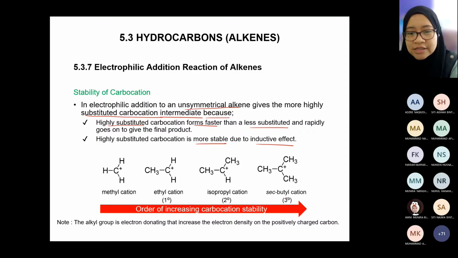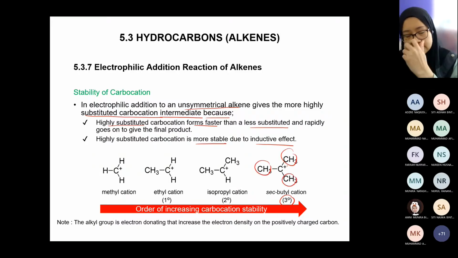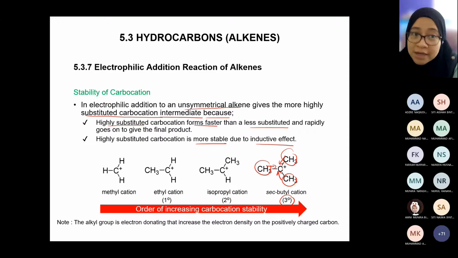Okay, so order of increasing carbocation stability. So we would say that a tertiary carbocation is the most stable form. Because why? Dia attach kepada 3 carbon. Okay, so these carbons will help to stabilize this carbocation. Dia tahu carbocation memang tak stable. Tapi dalam banyak-banyak yang tak stable, mesti ada yang lebih stable sikit.